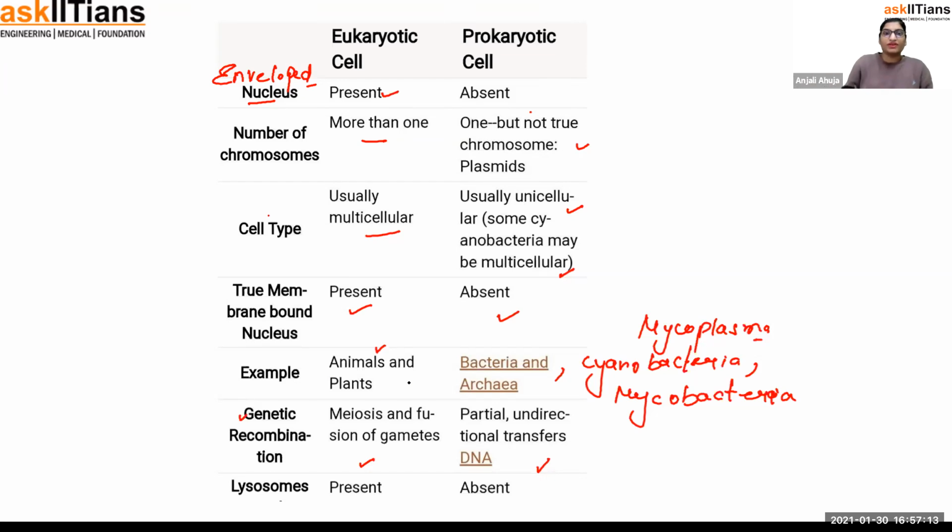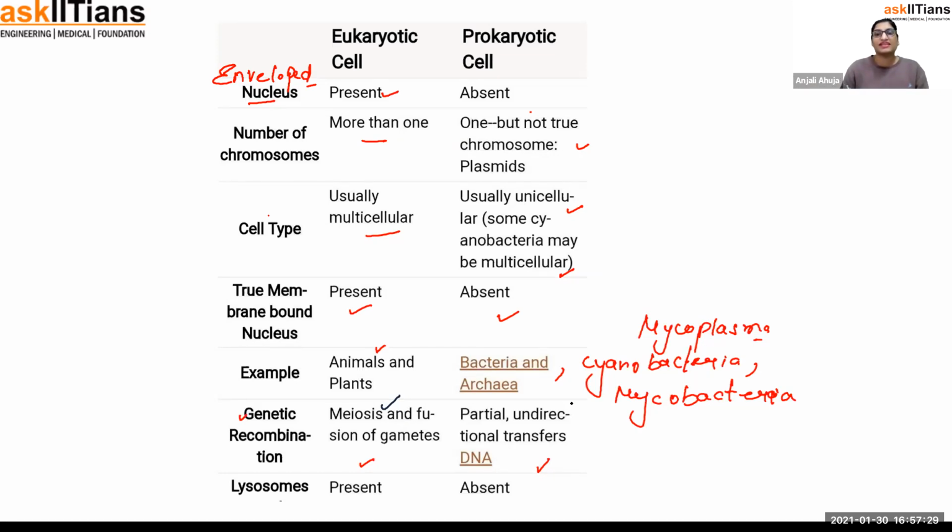So in the eukaryotic cell, meiosis and fusion of gametes happen. Plants and animals are eukaryotic. They show meiosis in their gametes. They have fusion of gametes. And that's the reason that new combinations are formed. Male combination, female combination, and in the meiosis itself, some combination.